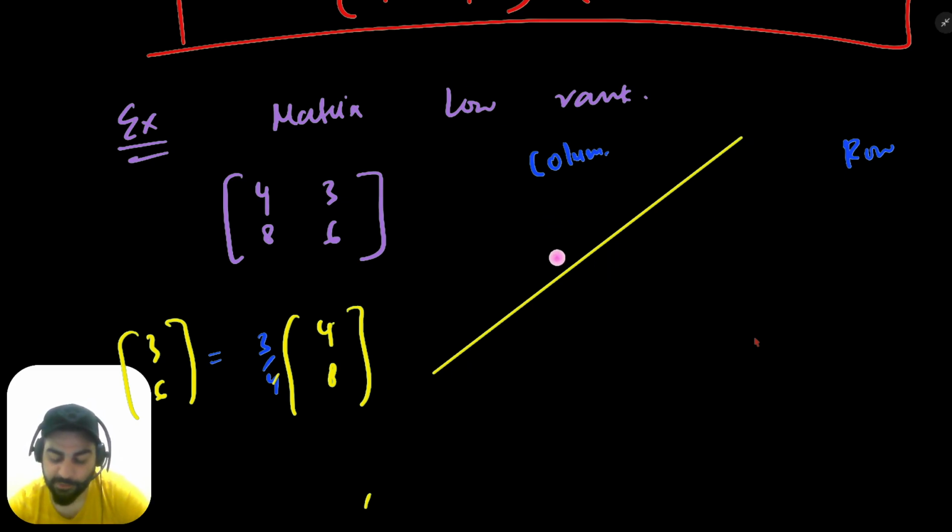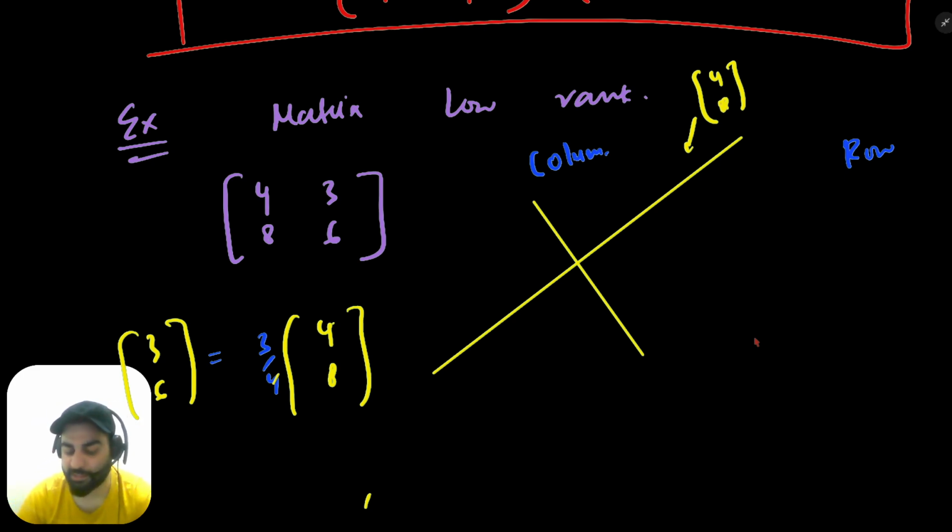Again, if you see the null space, it will be like this. That's the column space: basically the scaled vector (4, 8). Similarly, for the row space, the rows are (4, 3) and (8, 6), and you have to find whether we can get this (4, 6). I think we can. So that is the column space and the row space.